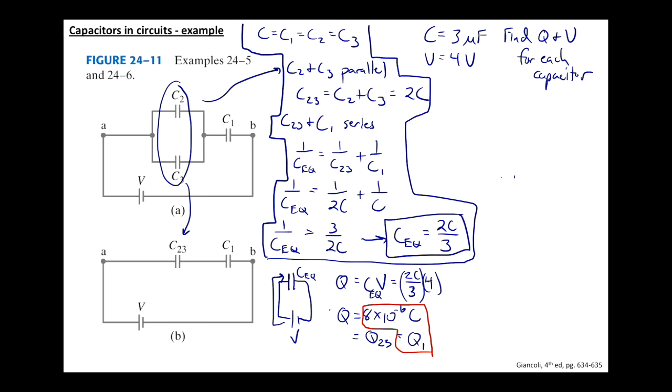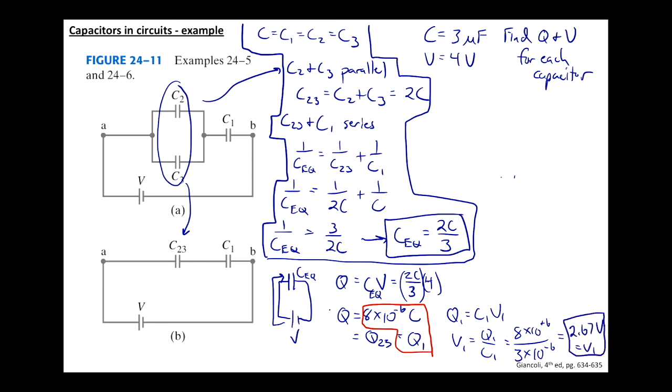So let's do that right next door. So we can say Q1 is equal to C1 times V1 and rearrange that for V1. And we've got everything we need for that. So we've got the 8 times 10 to the minus 6. And what is the capacitance? They're all the same. It's 3 microfarads, so that's 10 to the minus 6 as well. So V1 should be 2.67 volts.